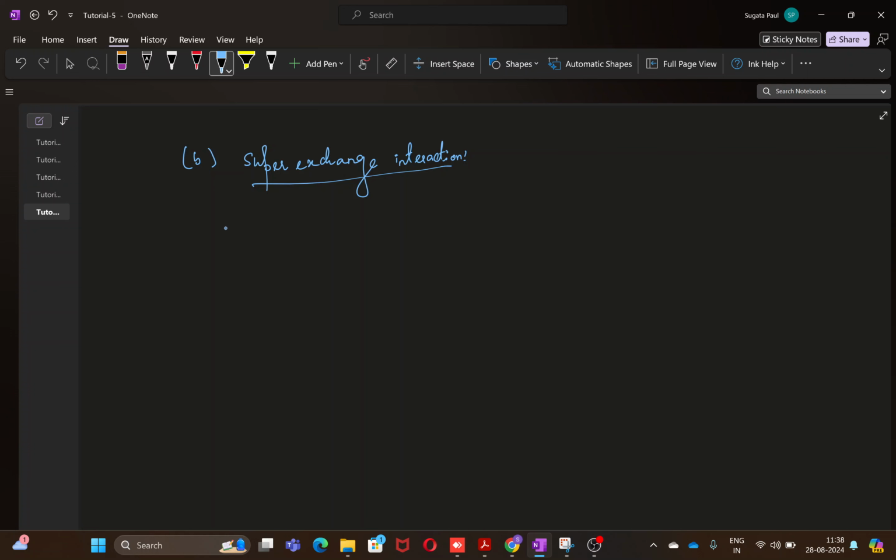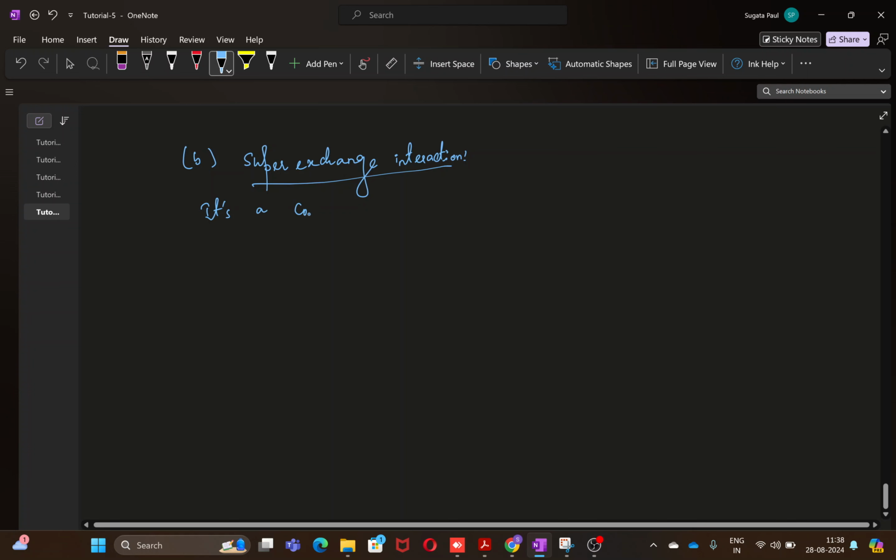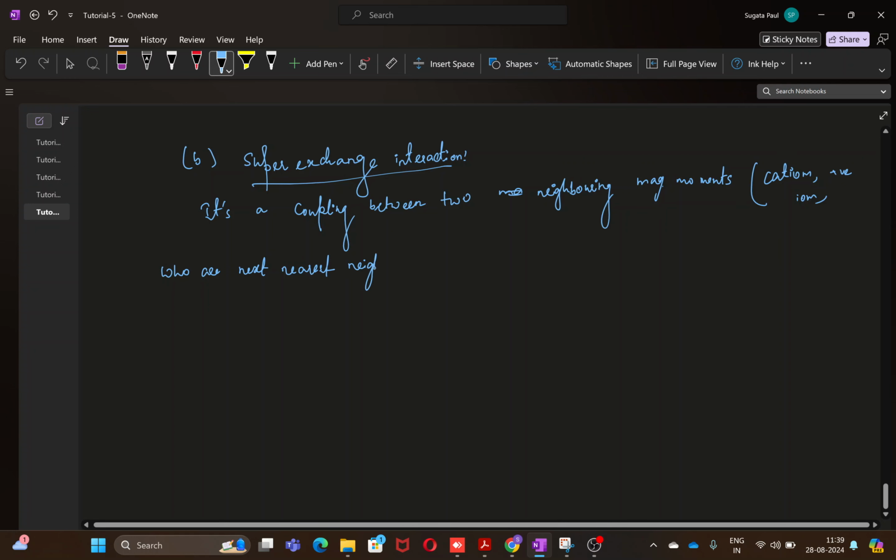So what I mean to say is that it's a coupling or interaction between two neighboring magnetic moments, which are more or less in close proximity to each other. Now generally it is seen that these neighboring magnetic moments are cations, that means positive ions, which are next nearest neighbors to each other. That means the term that is next to the nearest neighbor. So there is one gap and then the other term, which are next nearest neighbors.